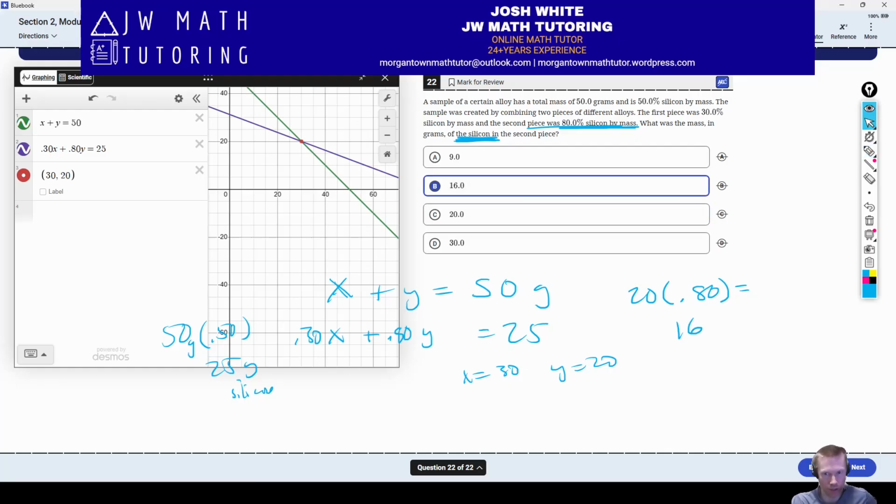It is not 20. So you set up the system of equations, you find the solution, the intersection point, and then you have to take the y coordinate from that, and you must remember to multiply it by 0.80 or find 80% of it to get the amount of silicon in the second piece. It's not just the overall total mass.